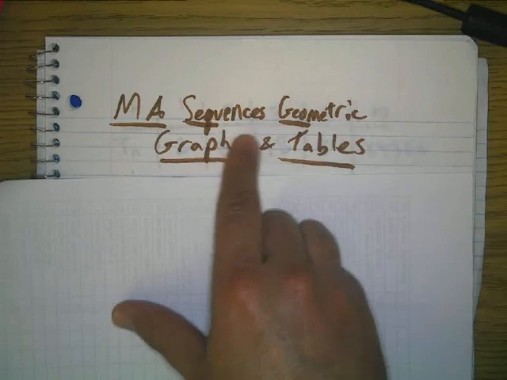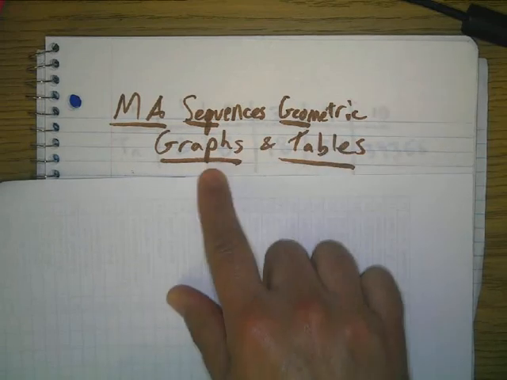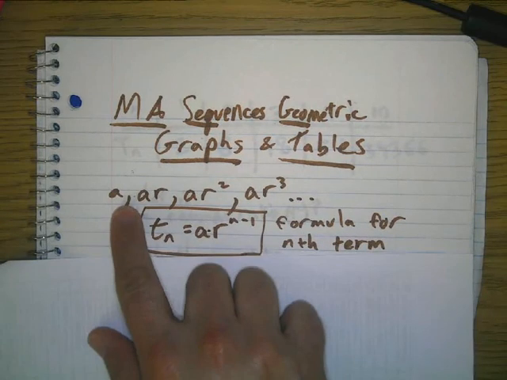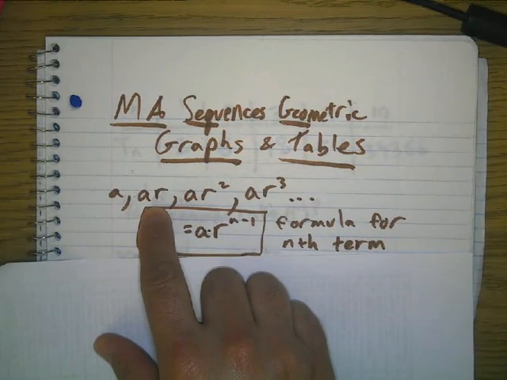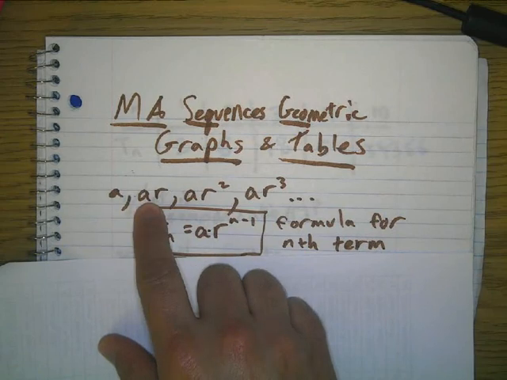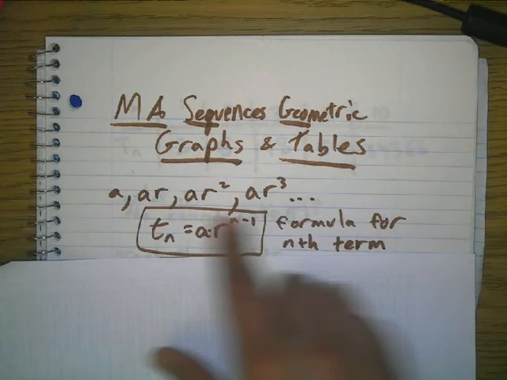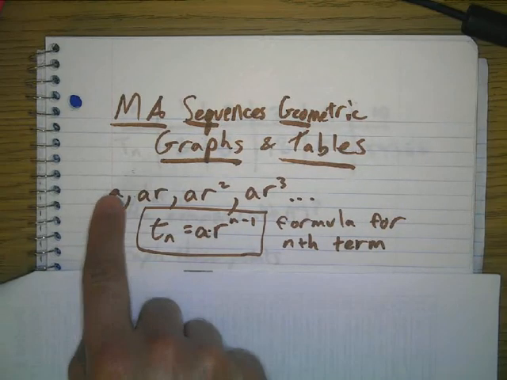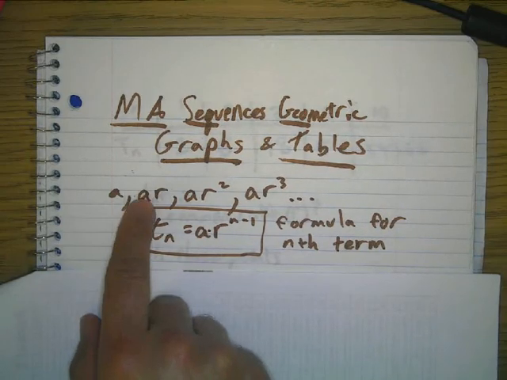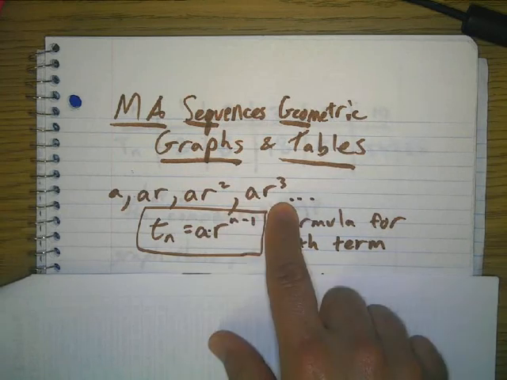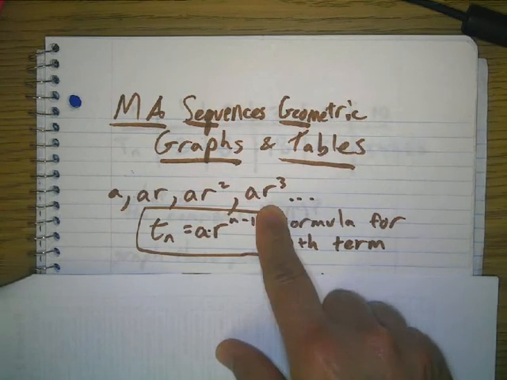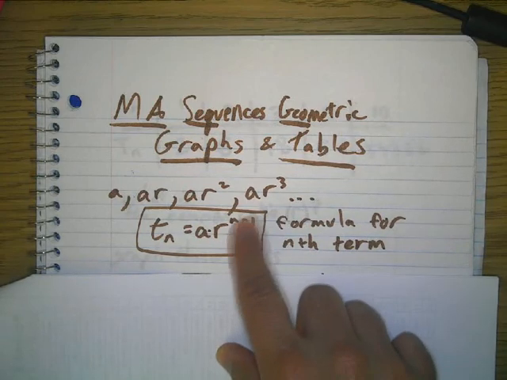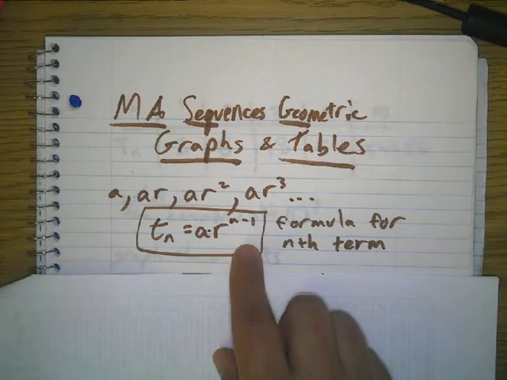So we're going to talk about sequences that are geometric and about graphs and their tables. In the previous section, we learned that to get to the next term, you have to multiply by a constant value. So multiply by r, by r, by r, and we use this formula to get the nth term, where this would be t sub 1, t sub 2, t sub 3, t sub 4. And notice that t sub 4 has the exponent here 1 less than the term that we're working with.